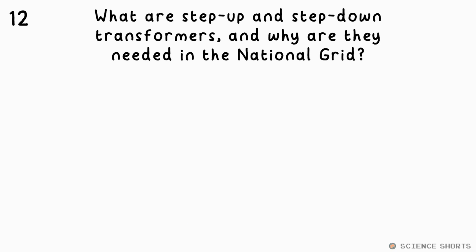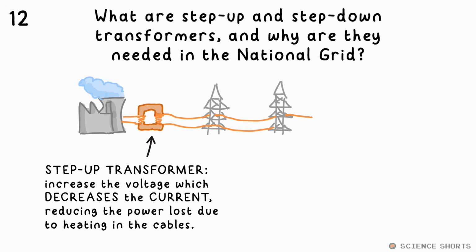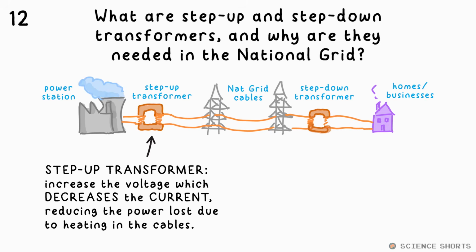Question 12. What are step up and step down transformers and where and why are they needed in the national grid? A step-up transformer increases the voltage of the electricity from a power station before it enters the grid's network of cables. This is important as it decreases the current. This reduces the amount of energy or power lost as heat due to the resistance of the cables.